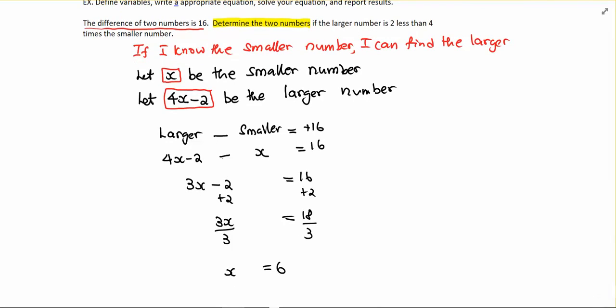Think about what you just found. What did we say x was? X is the smaller number. So, in reporting your answers, here's what you can do. You would say smaller number is, excuse me, 6. Smaller number is 6.